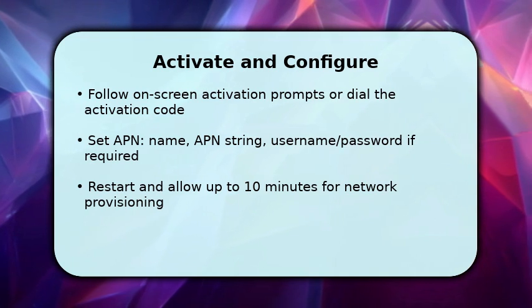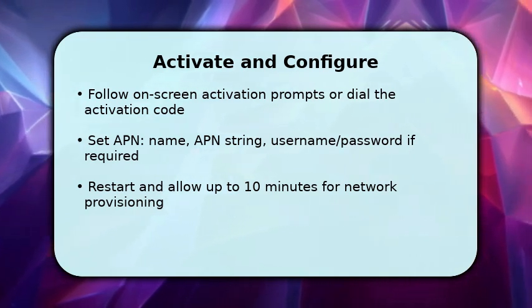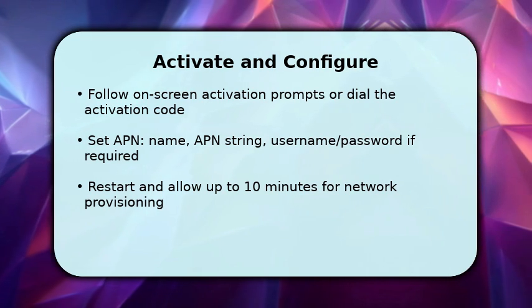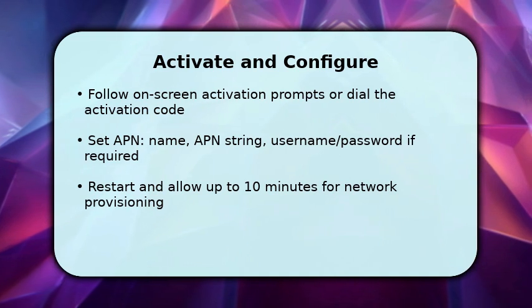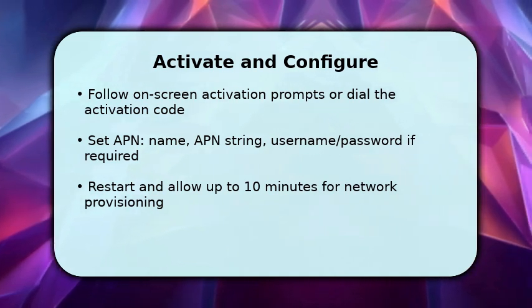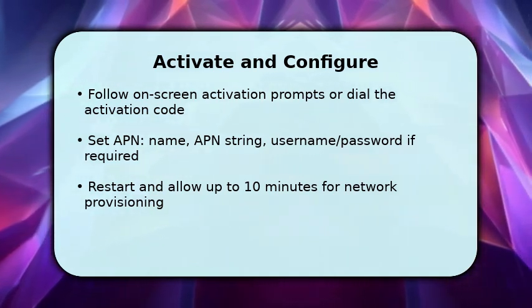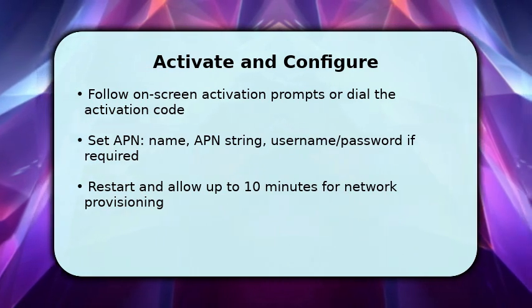Incorrect APN is the most common data issue. Once the APN is saved, make sure mobile data and roaming, if needed, are enabled. Then restart the phone and wait. Provisioning can take several minutes, so be patient while the network assigns services.